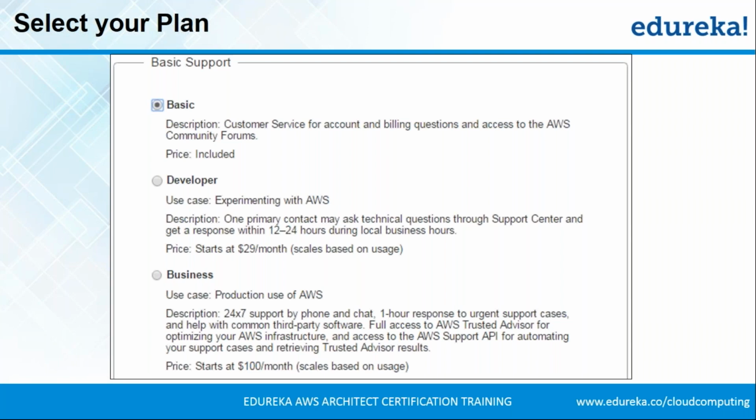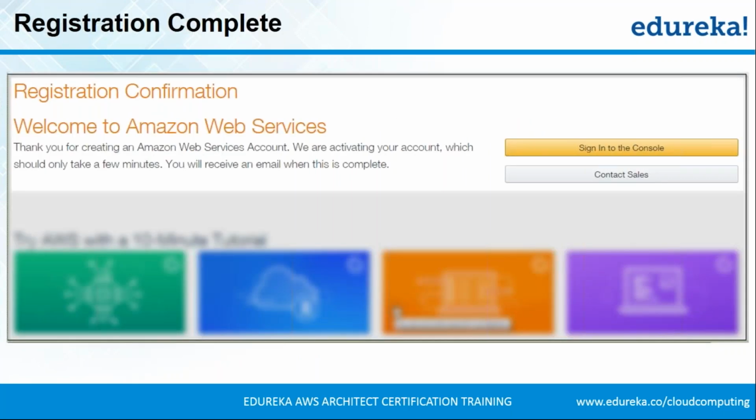So the basic plan is basically for personal use, for practicing, right? So we chose the basic plan, and since you guys have to practice, you can choose the basic plan. You can change a plan later by calling AWS, but for now, since we have to practice, we'll be choosing the basic plan. Once you choose your plan, the next screen confirms that you have been registered. So your registration has been completed. You can now sign in and come on to the AWS dashboard.